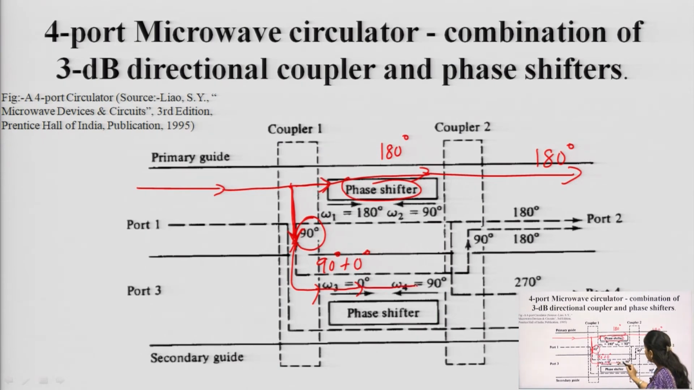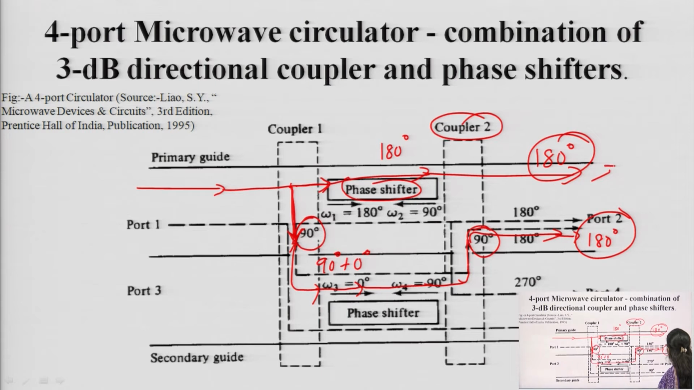So, it is going, and again to reach here it has to cross this coupler 2, and this coupler 2 is providing a phase shift of 90 degrees. So, this is 90 degrees plus 0 degrees plus 90 degrees. That means this signal again has a phase of 180 degrees. That means the same phase, the signal is received here.